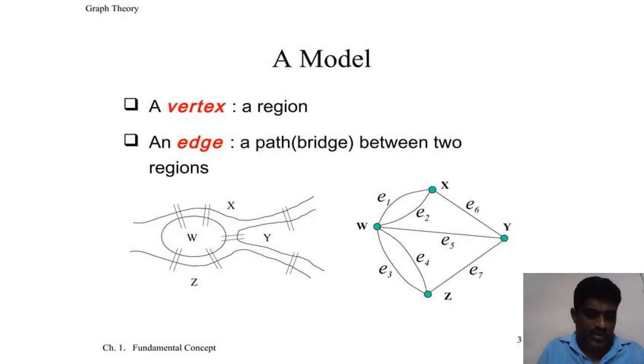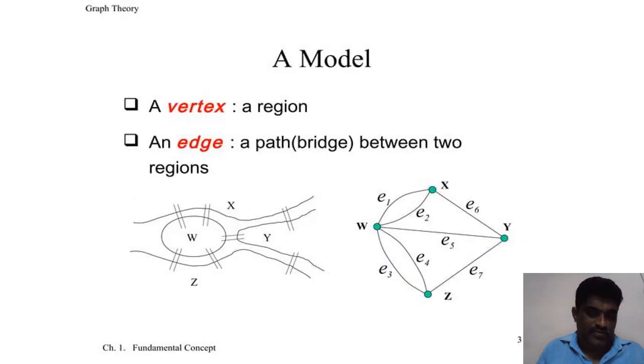Next, a model. A vertex is represented as a region, and an edge or path between two regions. This diagram represents regions and bridges. This slide explains how real-world problems are converted into graph models. The left side diagram is called a real map representation, showing land areas and bridges. This looks like the famous seven bridges problem.